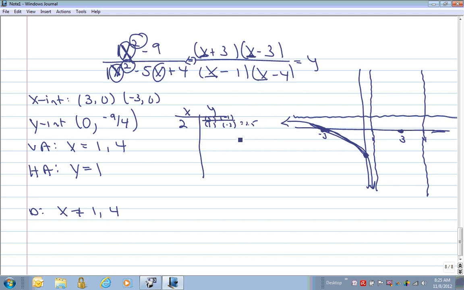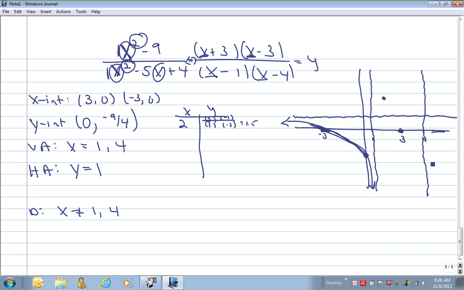So that's where I am now. So at 2, I'm going to be approximately 2.5. So somewhere about right there. Since I have a point below the horizontal and above the horizontal asymptote, I'm going to assume that I cross the horizontal asymptote.